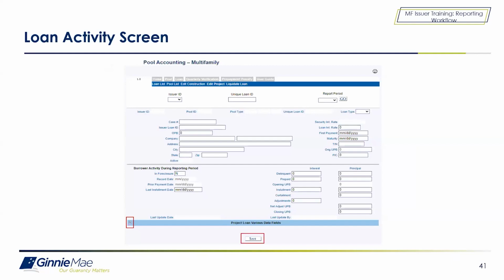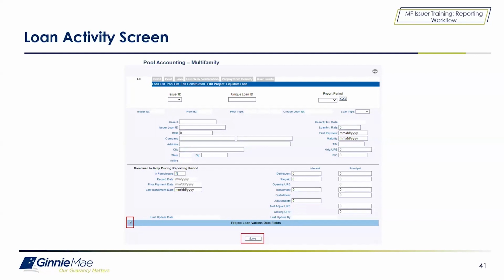So let's review the loan record. Within the loan record in the toolbar, you'll notice links to access loan list, pull list, edit construction, edit project, and liquidate loan. The top half of the screen is the information when the pull was originated: loan OPB and amount securitized, interest rate, FIC, and term. Also, the name of the project and the address. The bottom half of the screen shows the loan activity, the current month's collections, LPI, and ending balance of loan. At the very bottom of the screen is the Save button.